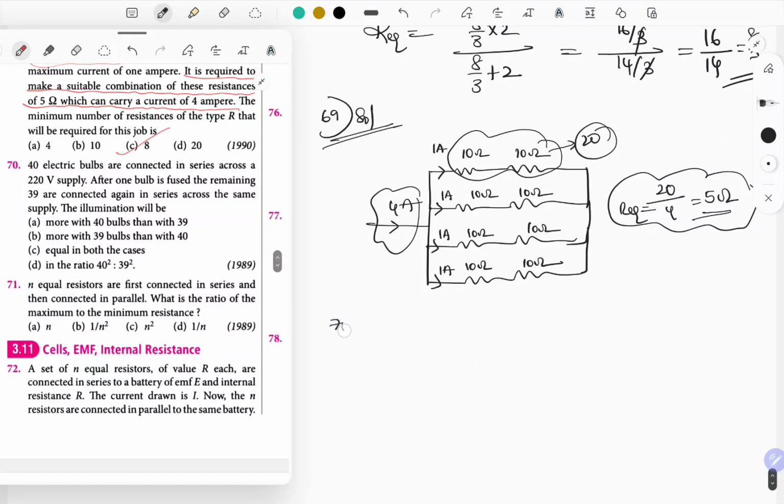Next, question number 70. It comes only by thinking. It's not that easy to answer immediately. 4 electric bulbs are connected in series across a 220 volt supply. After one bulb is fused, the remaining 3 are connected again in series across the same supply. The illumination will be. So as the supply voltage is the same, we know the power formula. Power is equal to E square by R or V square by R equivalent, right? So it is the same.